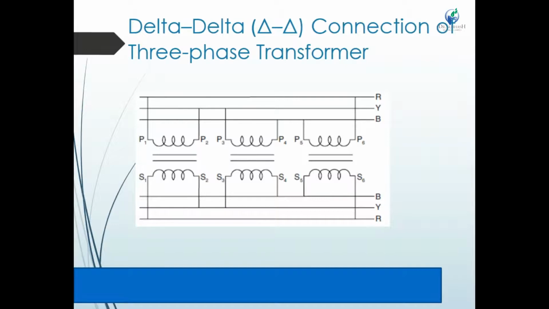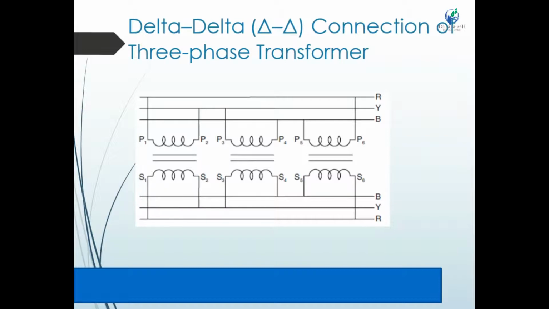There are some advantages and some disadvantages in delta-delta connection. The advantages are: no distortion in the secondary voltage because the delta connection provides a closed path for circulation of the third harmonic component of the current. Next, the core flux is always perfectly sinusoidal. Next, the phase voltage is the same as the line voltage.